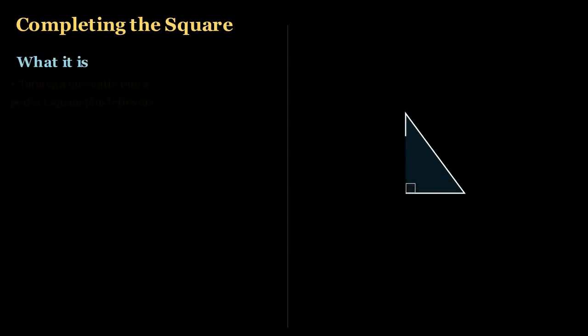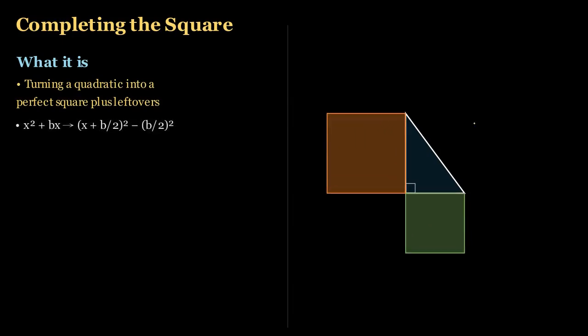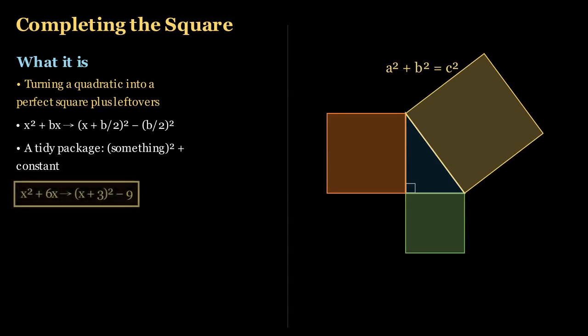Completing the square is a way to rewrite a quadratic expression like x² + bx. We force the x terms to become a perfect square, a bracket squared, and then adjust with a constant to keep the total value the same. Imagine you have an almost complete square made of tiles. You add a tiny corner piece to make a full square, then subtract that same piece outside so you haven't changed the total area. The result is always something like (x + a number) squared, plus or minus another number. It's like repacking a messy sum into a neat square package with a little extra tag.